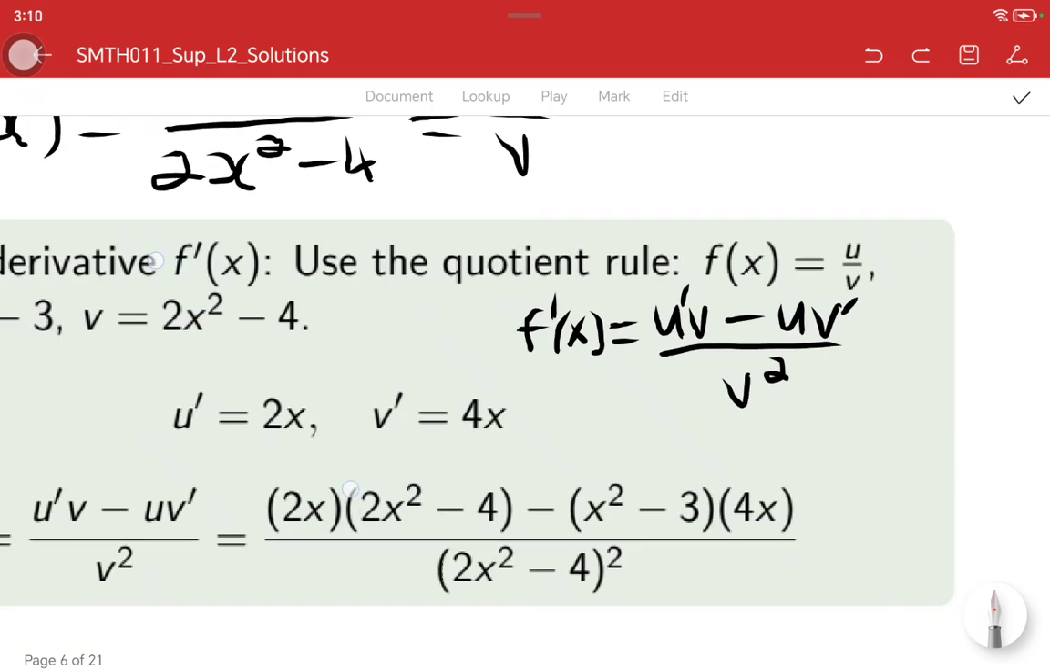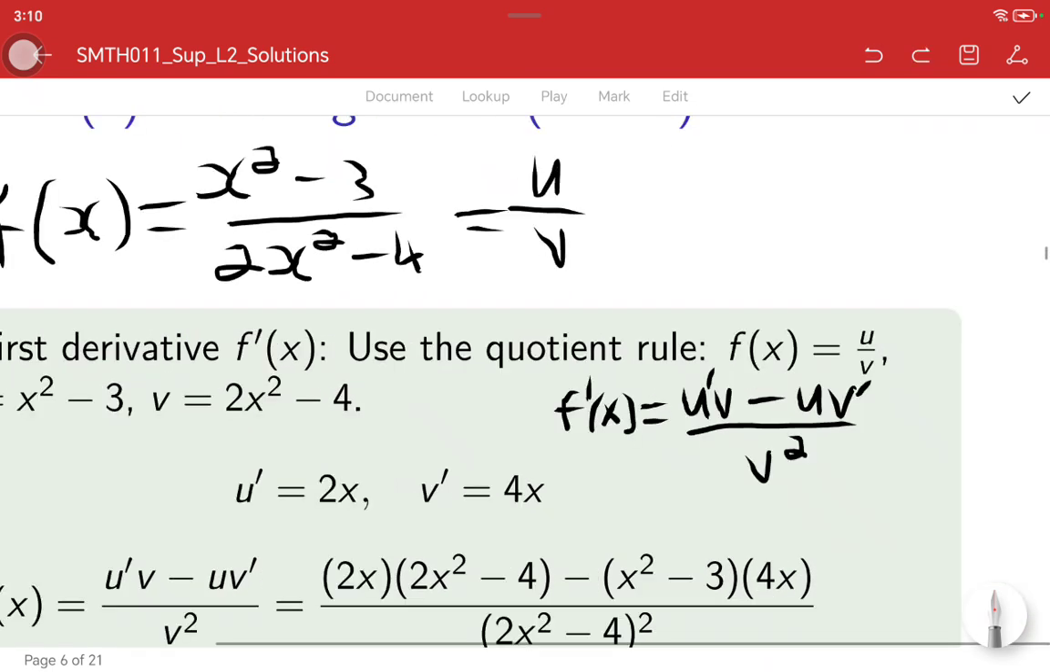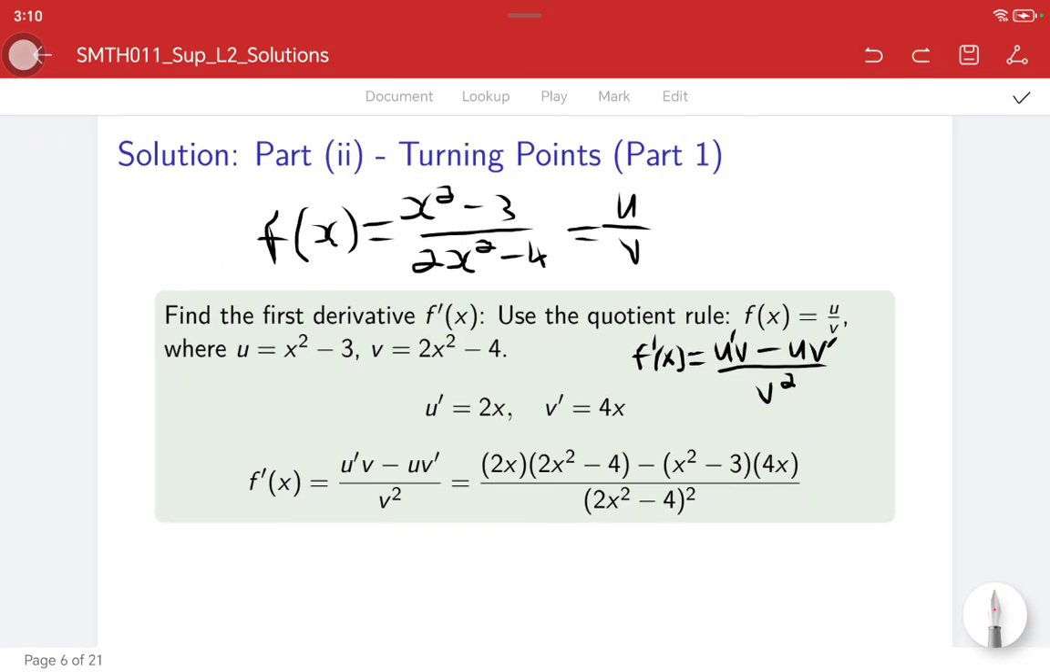This simplifies things. Since our u is x squared minus 3, and v is 2x squared minus 4, if I derive u, I'm going to get 2x. If I derive v, I'm going to get 4x. So those are our u prime and v prime. You see the formulas here. I've used the formula as it is. What I do next is just plug in. We know that u prime is 2x, so I plug 2x in for u prime. We know that v is this, we plug that in. v prime is that.